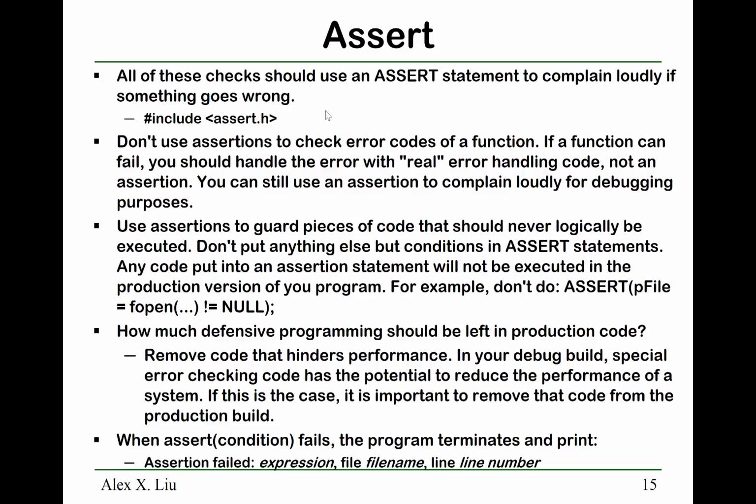When an assertion fails, your program will terminate and print out that the assertion failed, including the expression. Assertion always includes this expression, the file name, and the line number, so that you can check which assertion goes wrong. Remember, those assertion code should not be included in the release code to the customer.